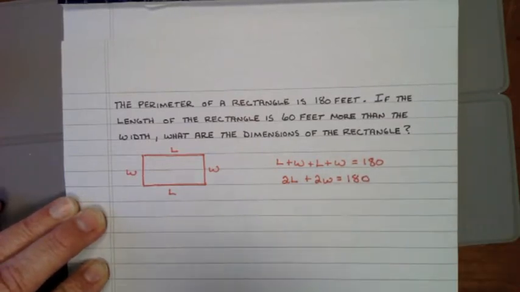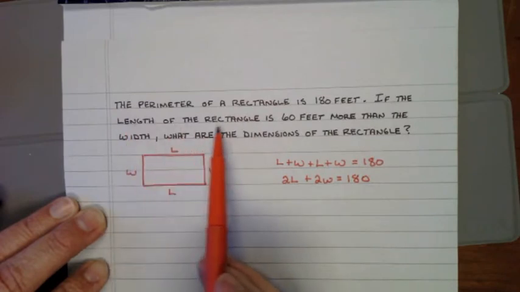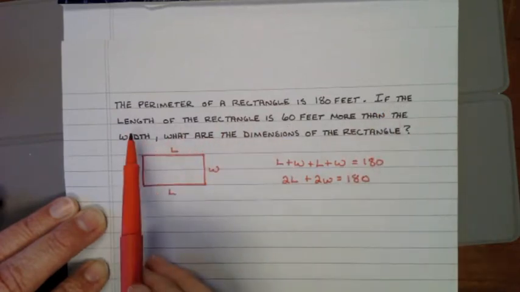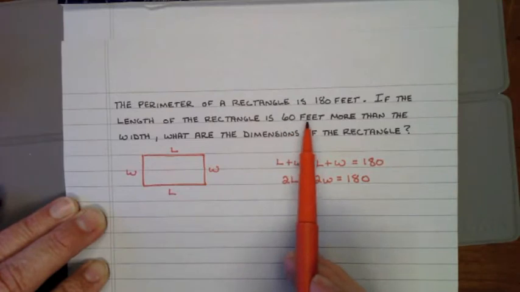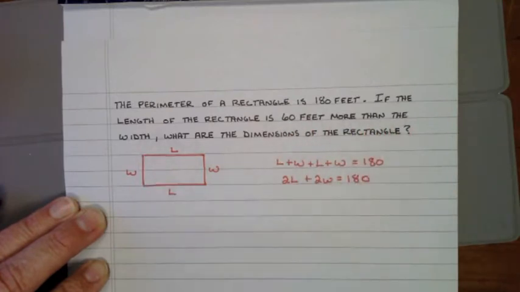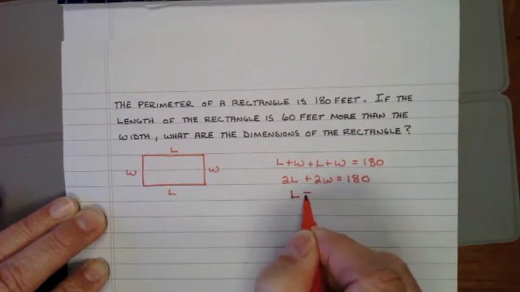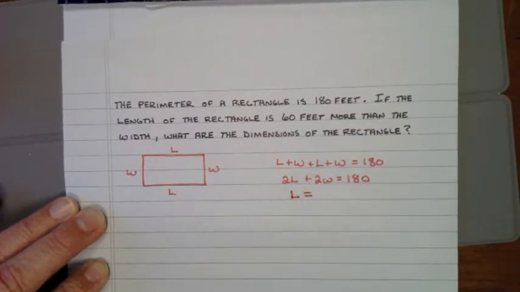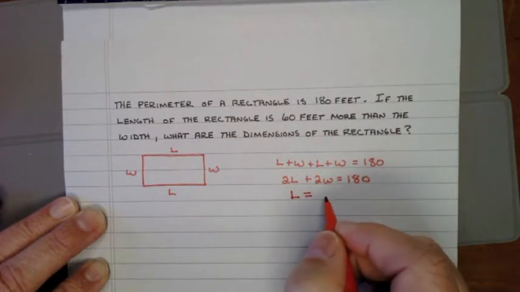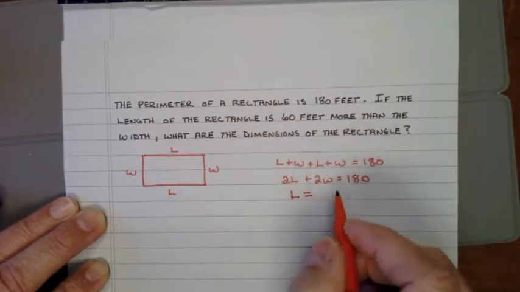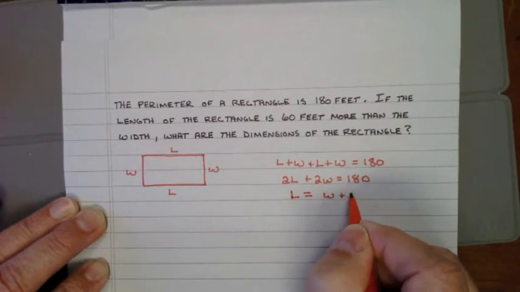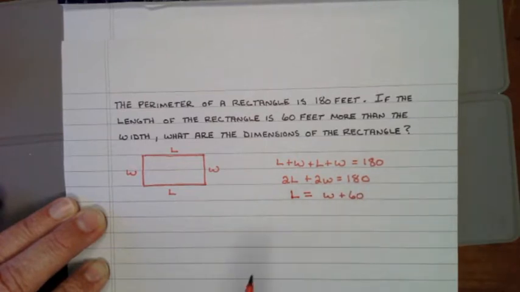But to find two unknowns, to find L and W, I need a second equation. That's where this part comes in right here. It says if the length of the rectangle is 60 feet more than the width. So what it's saying is the length equals 60 feet more than the width. That means I take the width and I add 60 feet to it, and I'll have the length. The length is longer than the width.